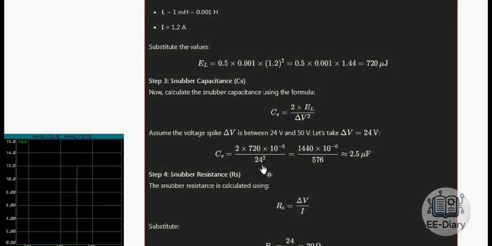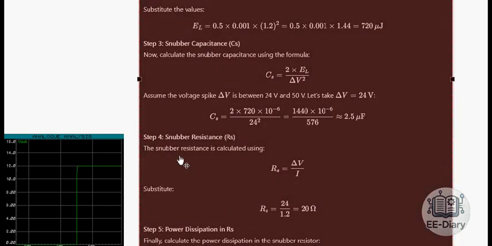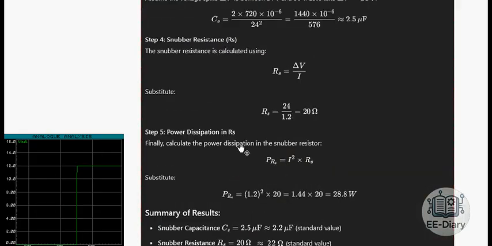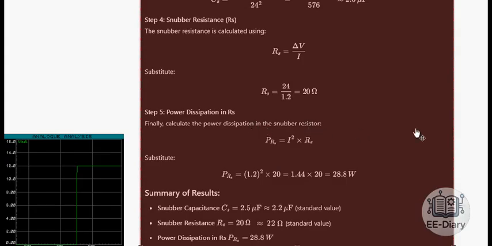Step 4, snubber resistance RS. The snubber resistance is calculated using RS equals delta V divided by I. Substitute: RS equals 24 divided by 1.2, which is 20 ohms. Step 5, power dissipation in RS. Finally, calculate the power dissipation in the snubber resistor. PRS equals I squared times RS, equals 1.2 squared times 20, equals 1.44 times 20, equals 28.8 watts.